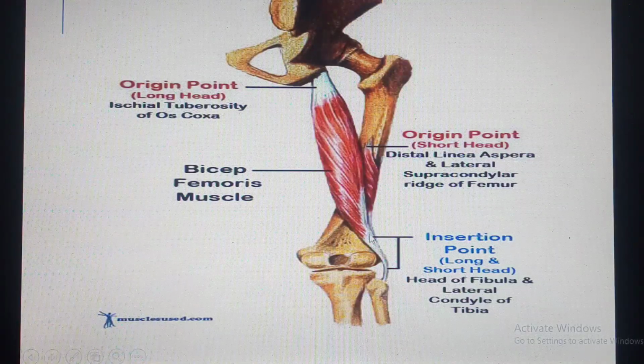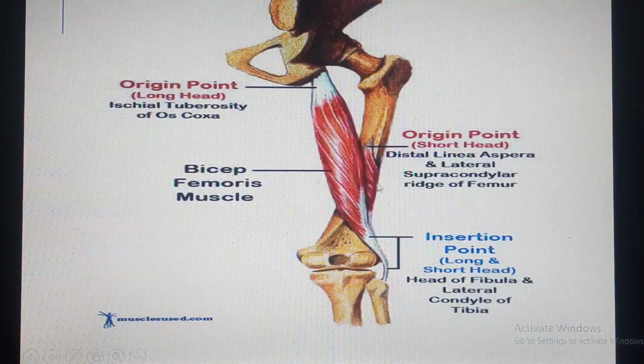But what happens is that before it inserts onto the superior aspect of the head of the fibula, it merges with the short head of the Biceps Femoris. Now the short head will originate from, as you can see, the lateral lip, coming somewhere from the lateral lip of the linea aspera, as well as some portion of the supracondylar ridge of the femur, actually the lateral supracondylar ridge of the femur.